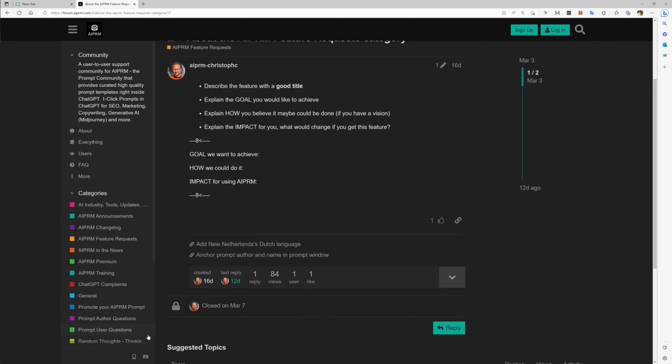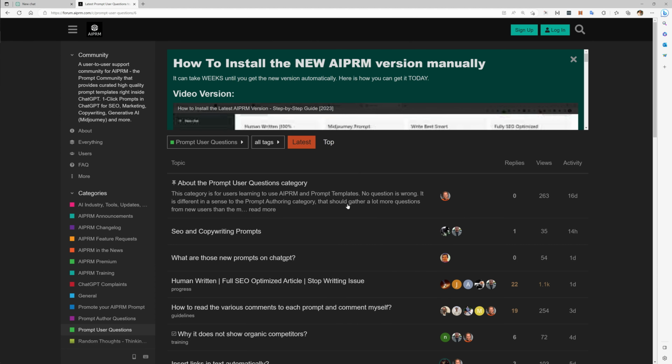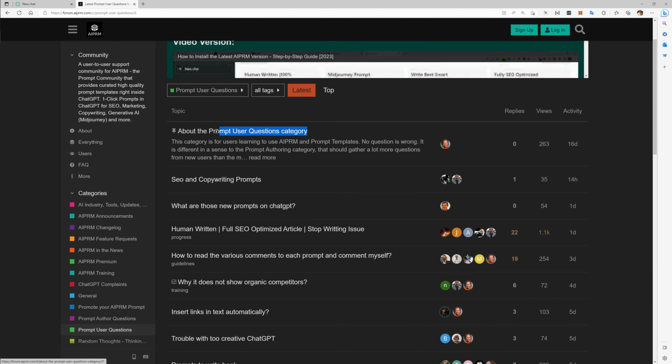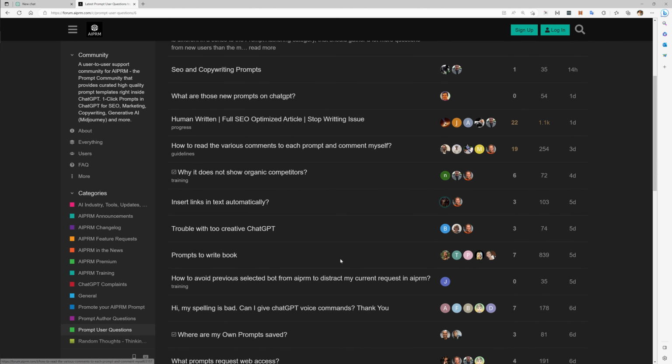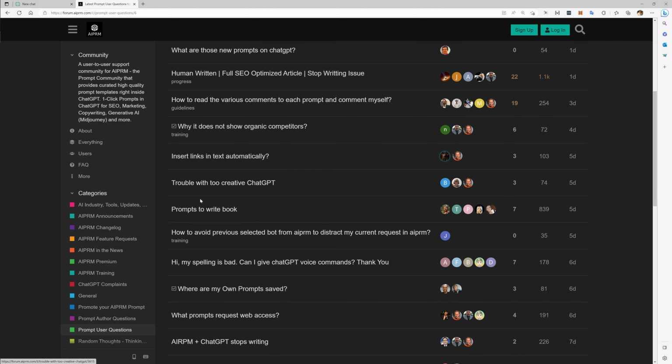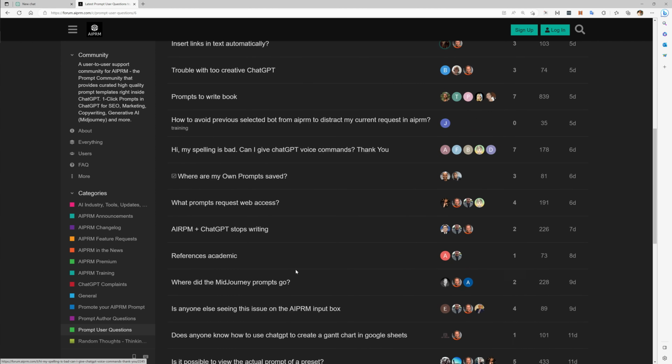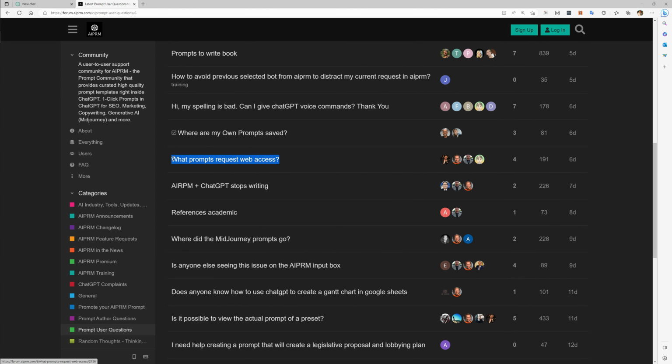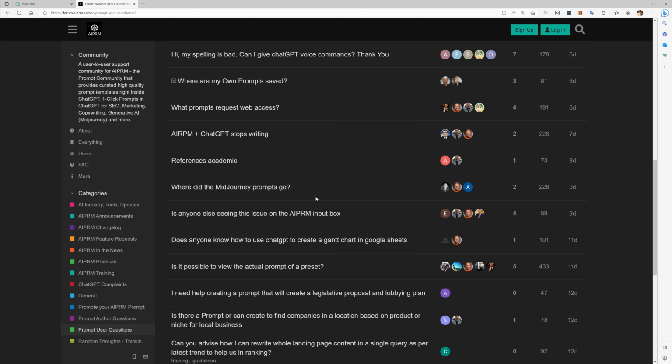And the other type of feature request is usually the type of how can I do this and that. And we have the prompt user questions. The prompt user questions are a category to ask, how can I do this? How can I use this prompt for that idea? What prompts request web access? 0 at the moment. That's very simple. I think we had this question a couple times. Where did the Midjourney prompts go? I don't know. I've seen 35 yesterday.